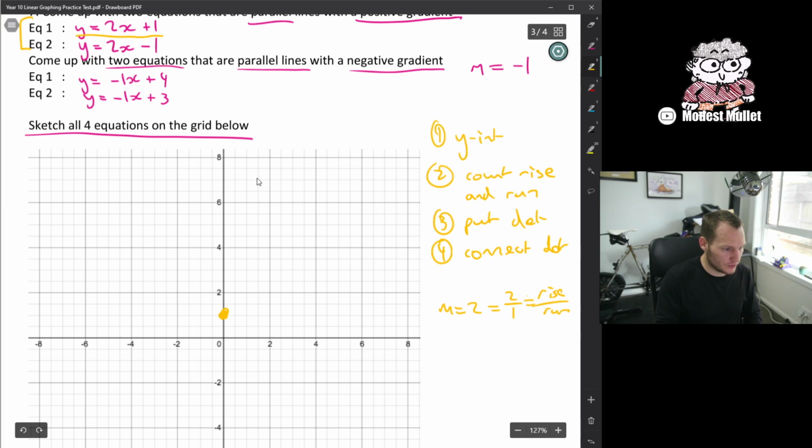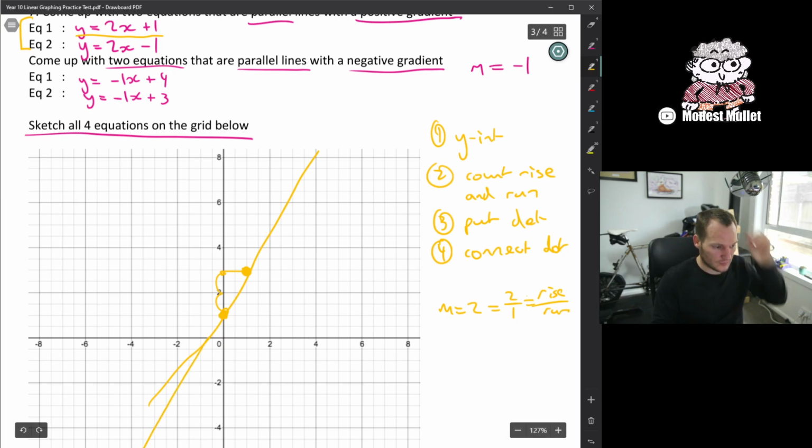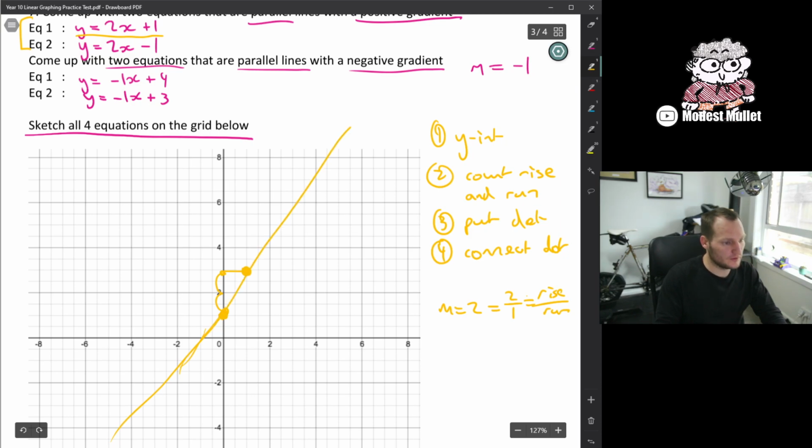So I need to count up 2 now. I'm going to go up 1, up 2, takes me up to 3. And then I have a run of 1. I go across 1, and that gets me my second dot right there. If I had a ruler, which I can't really do on this program, I don't think. No, I can't. So you'd use a ruler, but you draw a straight line through those. Not having a ruler makes it really difficult. Well, that's the first one.